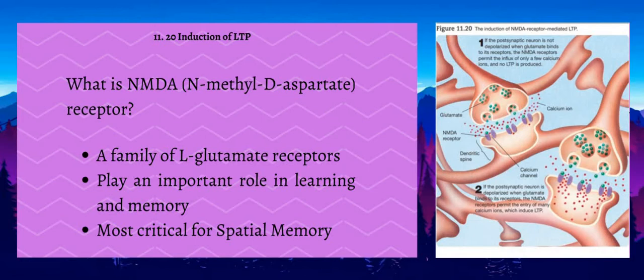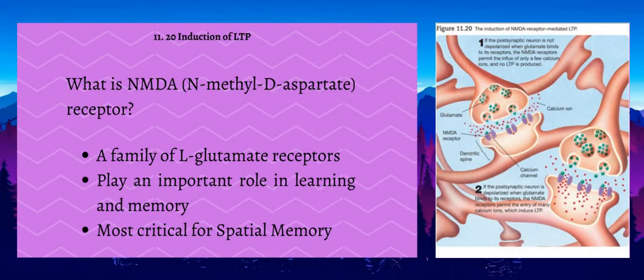And the best known mechanism involves a glutamate receptor known as the NMDA receptor. So NMDA receptors do not respond maximally. So tingnan nyo na lang sa figure 11.20. Okay, NMDA receptors do not respond maximally unless glutamate binds and the neuron is already partially depolarized.